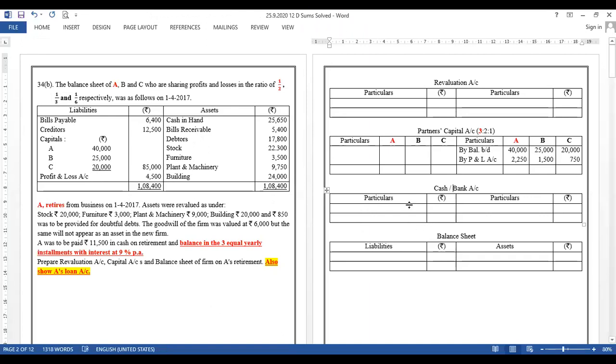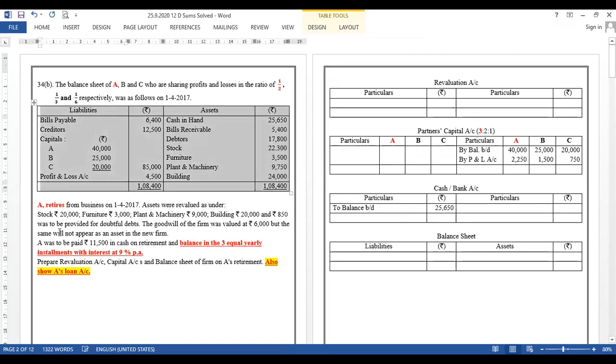And the balance can be seen as 25,650. So let me write over here, to balance b/d, rupees 25,650. Okay, that's all from the balance sheet now. After the balance sheet, we are told that A retires from the business on 1st of April 17.